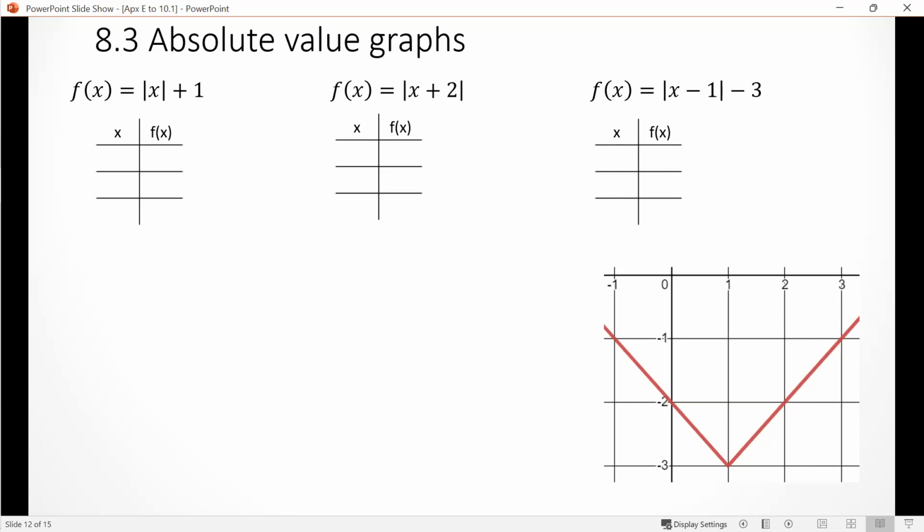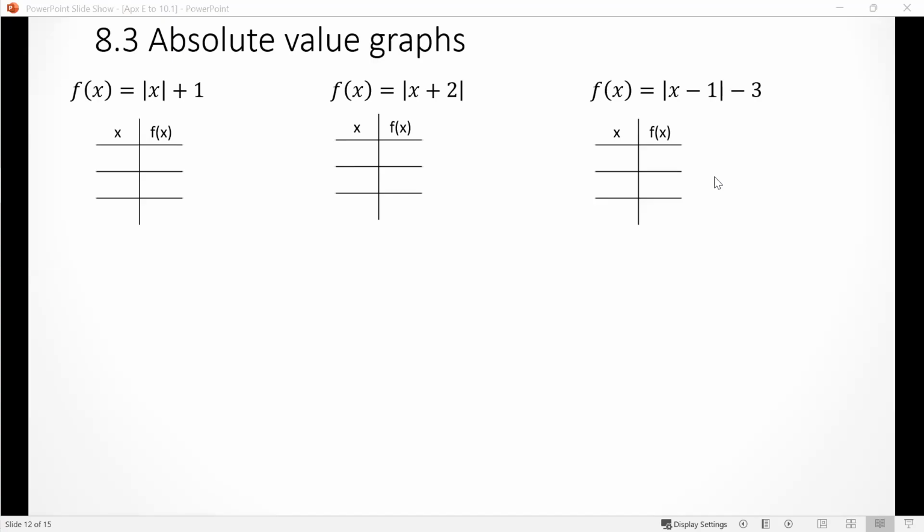Oops. Let's take a look at some absolute value graphs. So I've got 3 absolute value graphs, and they behave very, very similarly to the quadratic functions. The only difference is that the shape is more of a V than a U. So we go through pretty much the same process. We want to here make sure that we're choosing an x value that is going to make the absolute value portion equal to 0. And then we want to choose points on either side of that.